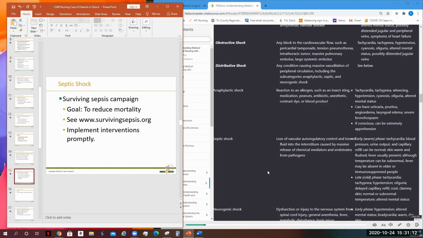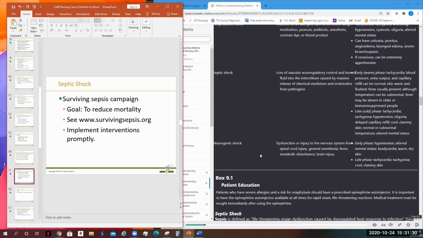And in the late or cold phase of septic shock, you'll see tachycardia, tachypnea, hypotension, oliguria, delayed capillary refill, cool clammy skin, and normal or subnormal temperature, as well as altered mental status.